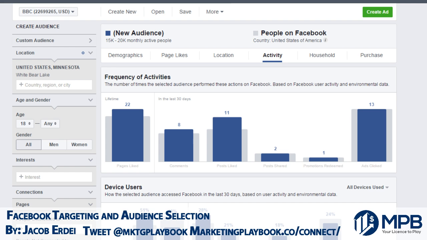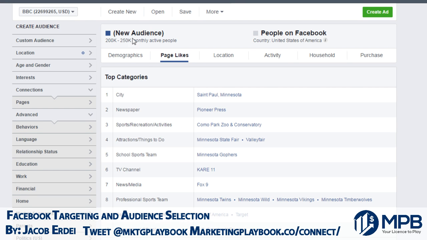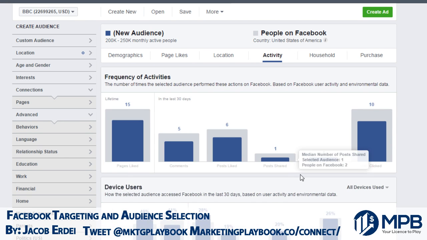So activities. Activities is going to show you the amount of likes and stuff that people have done, kind of their activity on Facebook that they've taken themselves. So ads clicked, promotions redeemed, which could be nice if you're running promos, post shares, post likes, comments, and pages liked. For a lot of businesses, the promotions redeemed is what you're primarily going to be going off of. So this is White Bear Lake. If we look over into St. Paul, that number's still about the same.